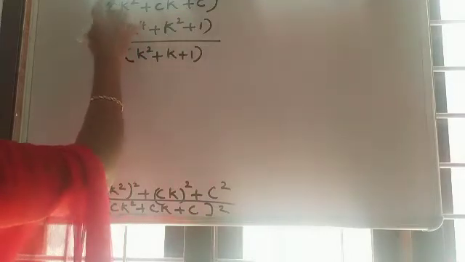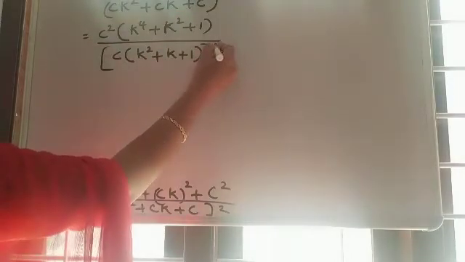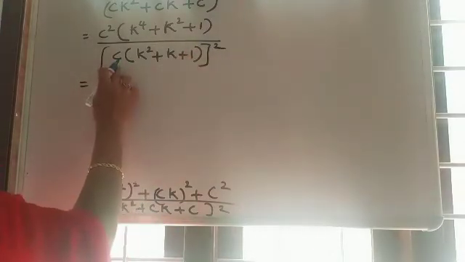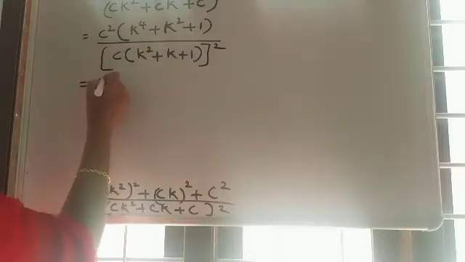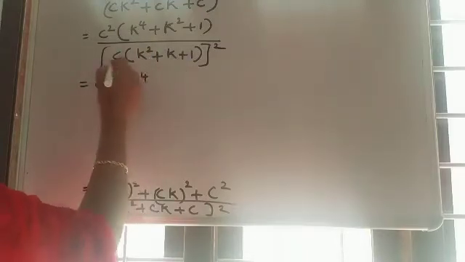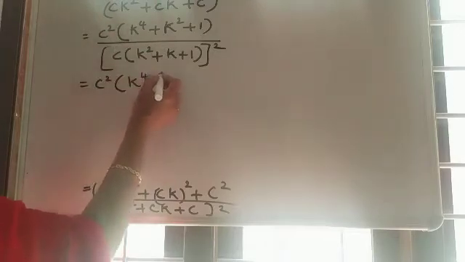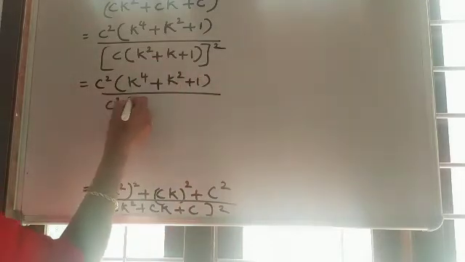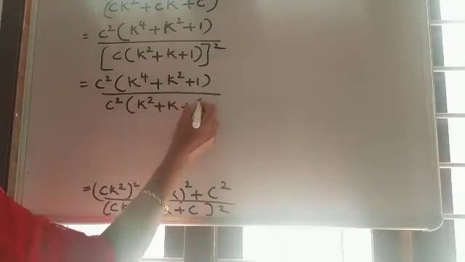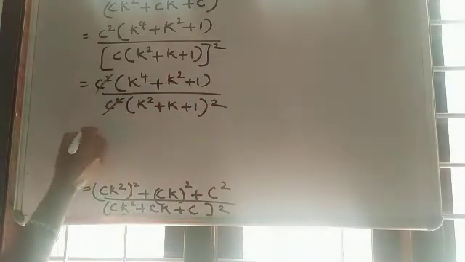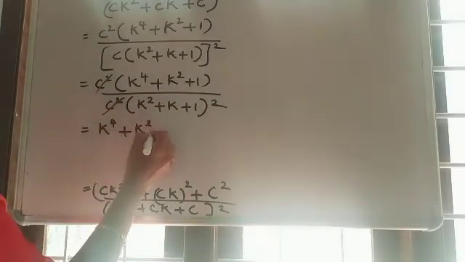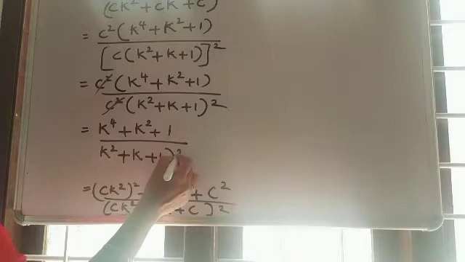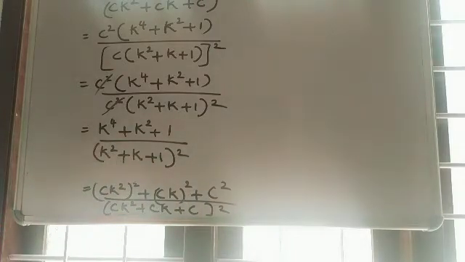That square is common for all, no? So, we want to put square common. Then, give that square to both C and K square plus K plus 1. So, the numerator is what? C square into K raised to 4 plus K square plus 1 divided by C square into K square plus K plus 1 the whole square. C square cancel. Then K raised to 4 plus K square plus 1 divided by K square plus K plus 1 the whole square.